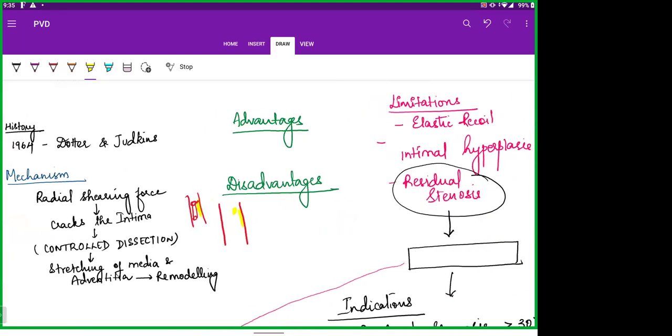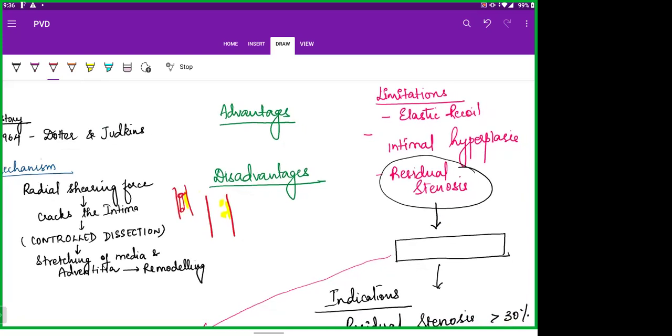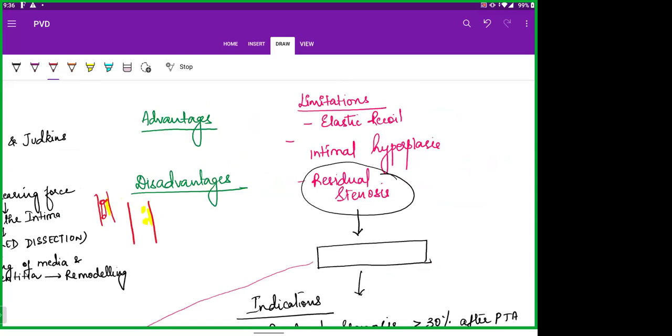Now we will talk about some disadvantages of this angioplasty. Once you do an angioplasty, like you do an endovascular balloon or you put a stent, there can be a need for reintervention. In these patients there can again be stenosis, and they would have to go for another endovascular procedure. And in some of them, there will be elastic recoil of the particular vessel. And also there can be intimal hyperplasia and residual stenosis. These are the limitations.